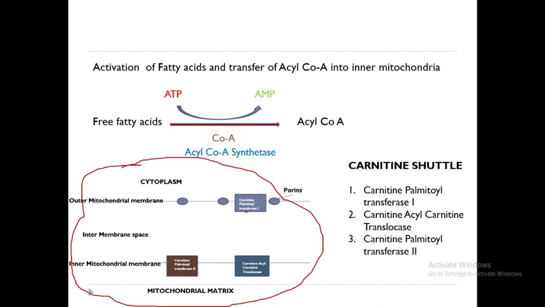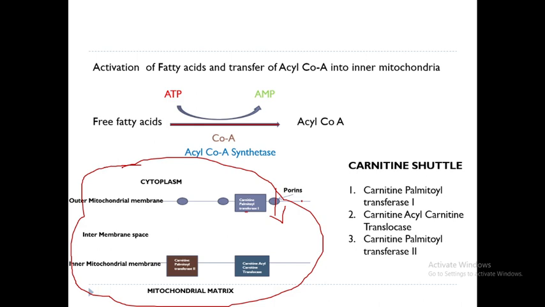The outer membrane is permeable to almost all molecules because it has pores in it, and those pores are called porins. So acyl-CoA can enter through porins into the intermembrane space, but the inner membrane is not permeable to the acyl-CoA. Therefore, there are three enzymes that are involved in the transfer of acyl-CoA into the mitochondrial matrix. Altogether it is called the carnitine shuttle.